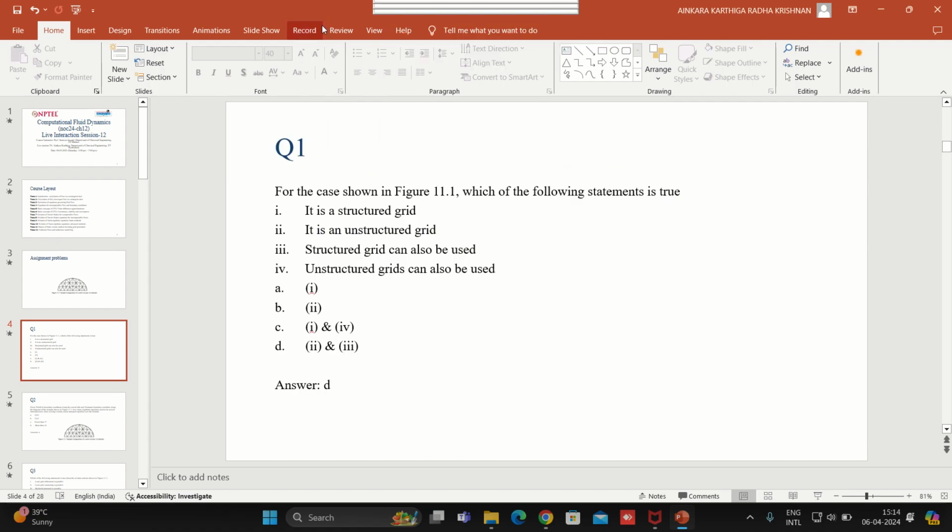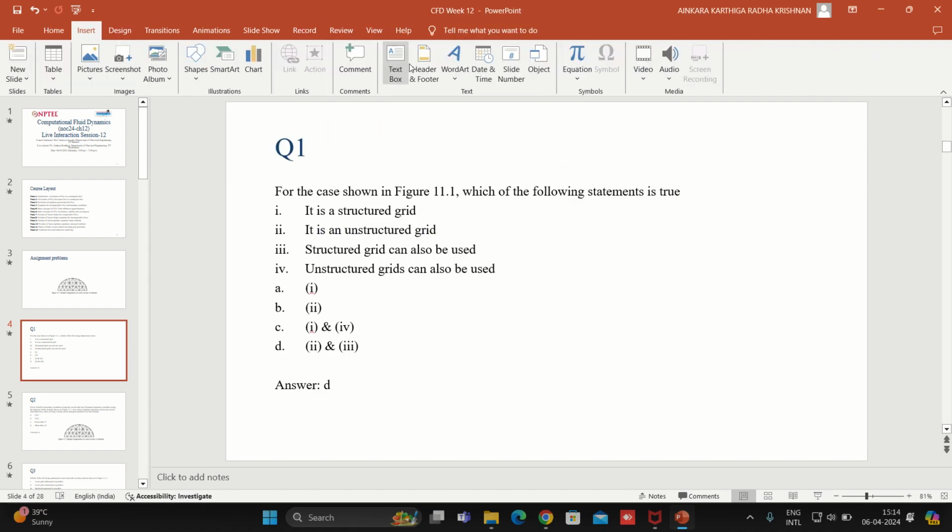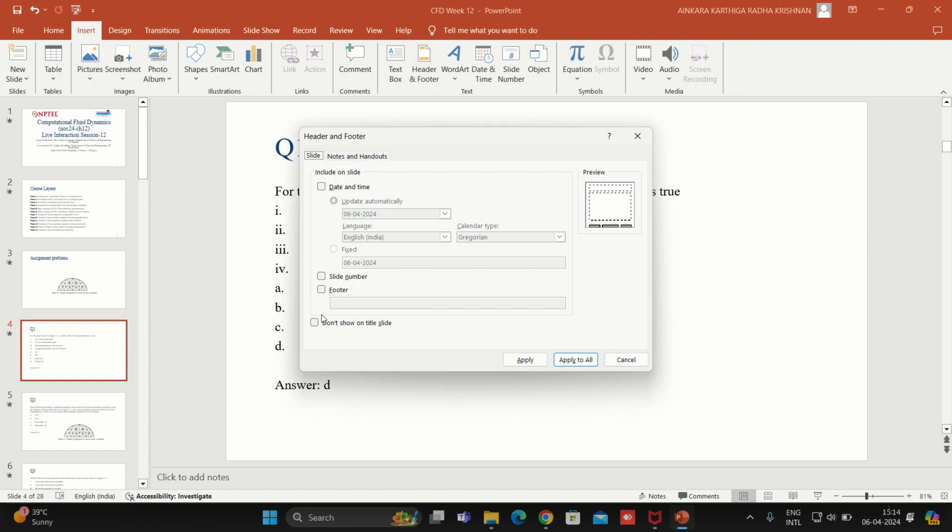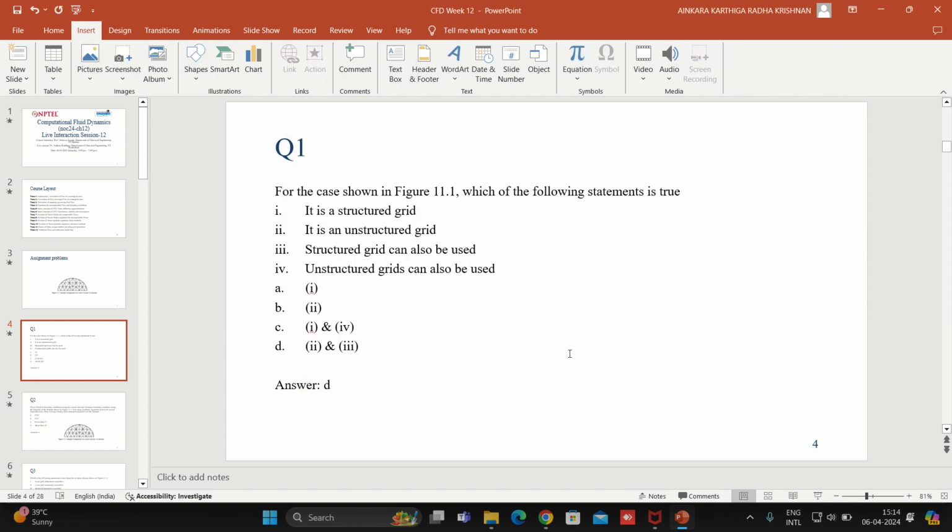In question 1, we'll read the question and then answer. Before that I want to insert the page number, because it is quite confusing for me as well. Yes. So now let us move on to question 1.